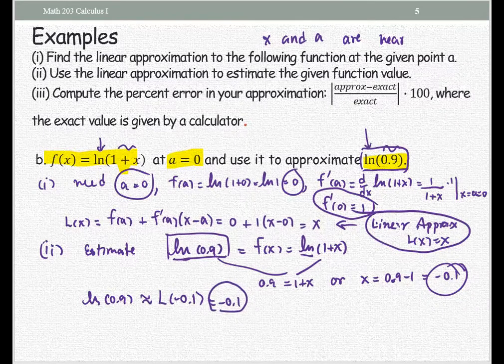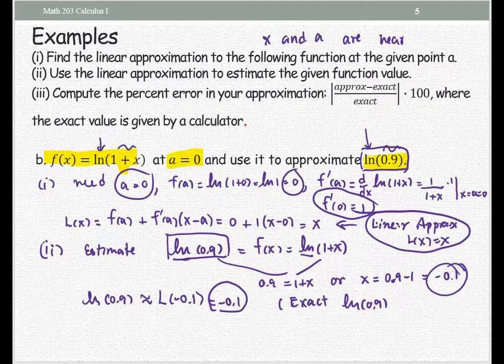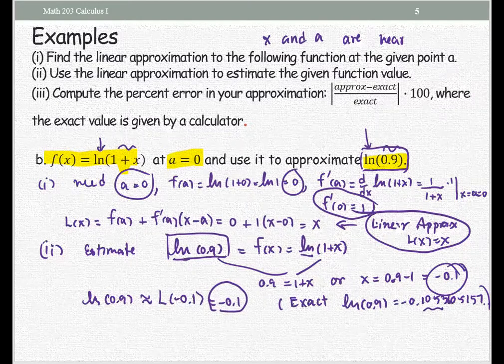Okay, let's check with the exact value. If you have the calculator handy, the exact value of the natural log of 0.9 should be very close to negative 0.1. I have negative, about negative 0.1053605157 and so forth. So we have a very close number to negative 0.1. That's a good sign again. Okay, that means we are going in the right direction.